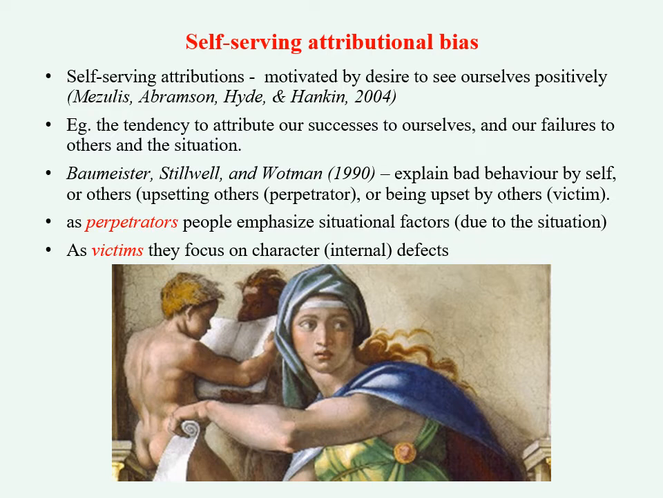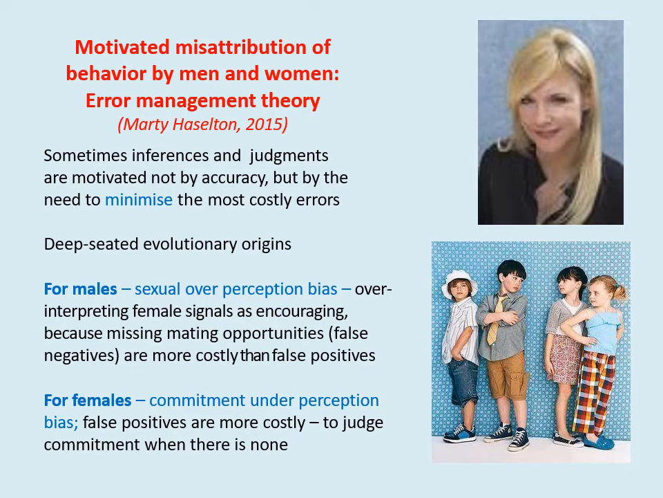person who upset them. A particularly interesting motivated misattribution of behavior occurs when men and women seem to interpret differently similar behaviors when performed by the opposite sex. Martie Haselton at the University of California, Los Angeles, proposed a theory called error management theory to explain this. Martie found and demonstrated in a number of studies that men tend to over-perceive interest in women. She called this the sexual over-perception bias.